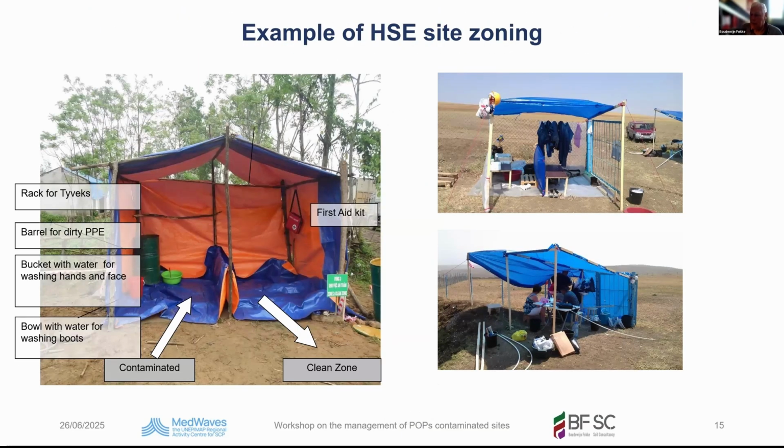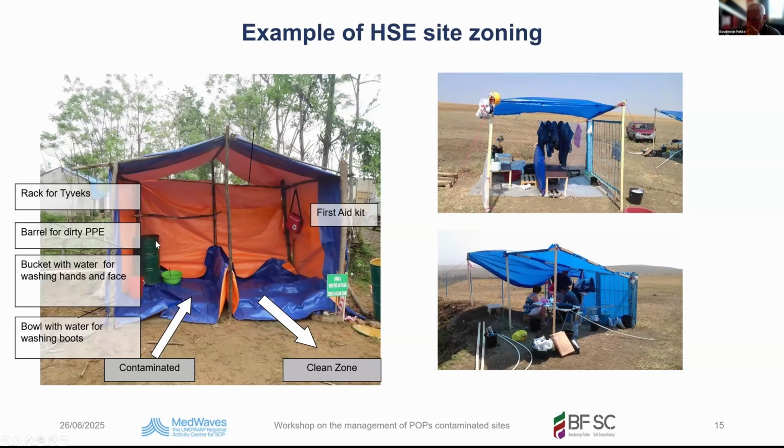Examples of zoning in practice. This is, for instance, an example on the left-hand side of Vietnam. It's remote. There are not many facilities, so you build your own zoning. And this is the decontaminated zone for personnel, for staff. This is the clean zone, this is the contaminated one. Here also the decontaminated part is divided into clean and contaminated. So racks for Tyvek, barrel for dirty PPE.